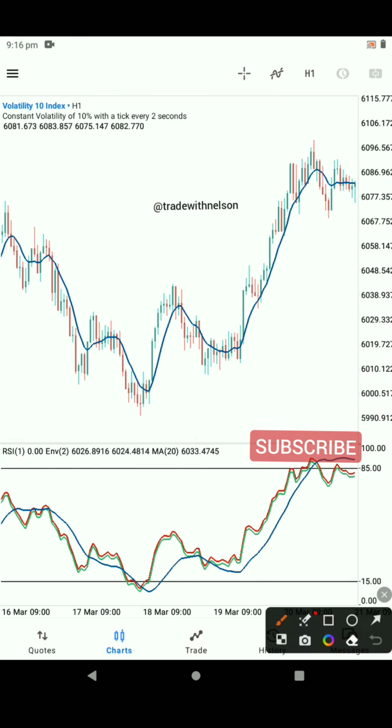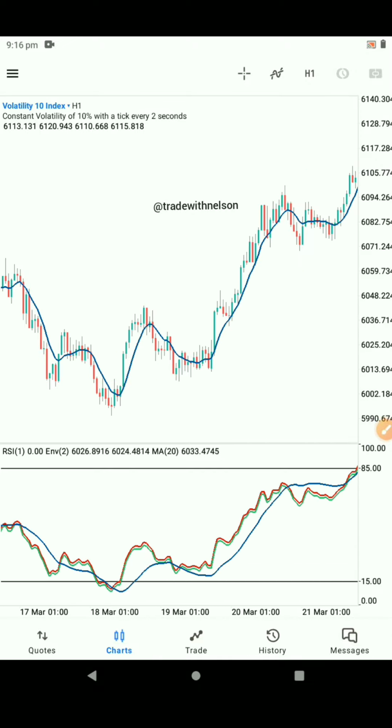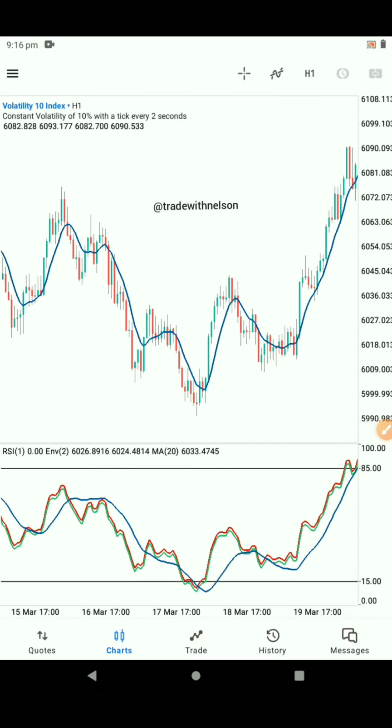And if you look down on my indicator, I have moving average, I have envelopes and moving average, and I also have RSI, which helps me mark the levels. So don't worry, I will show you the settings for these indicators after I explain this strategy.